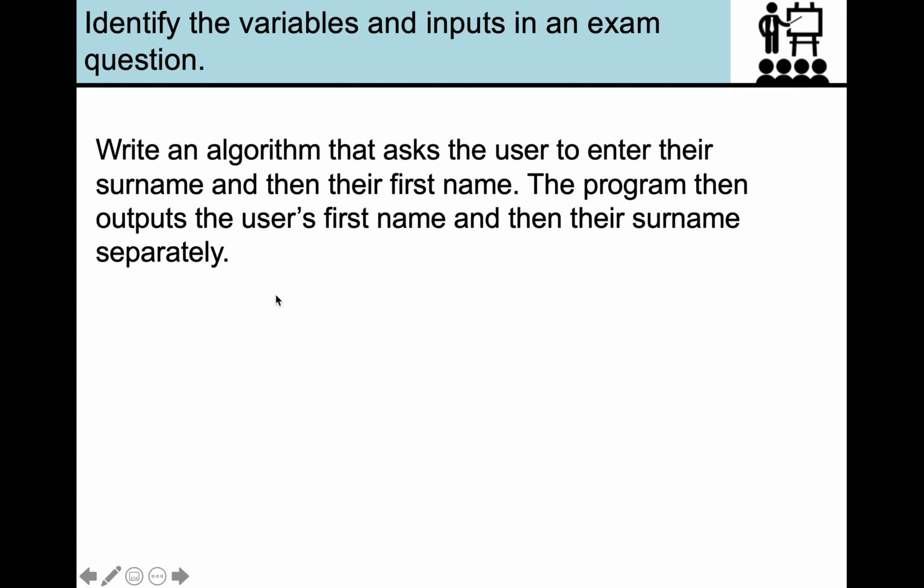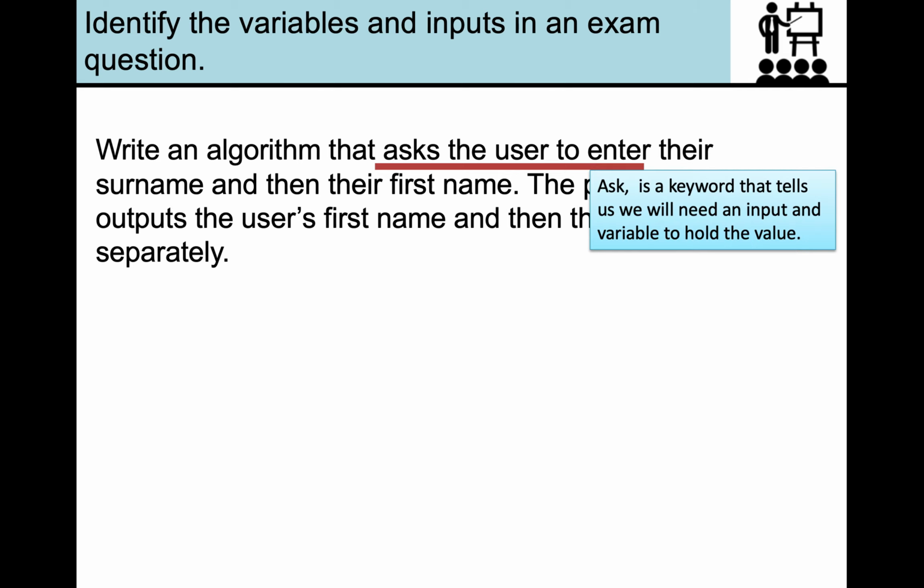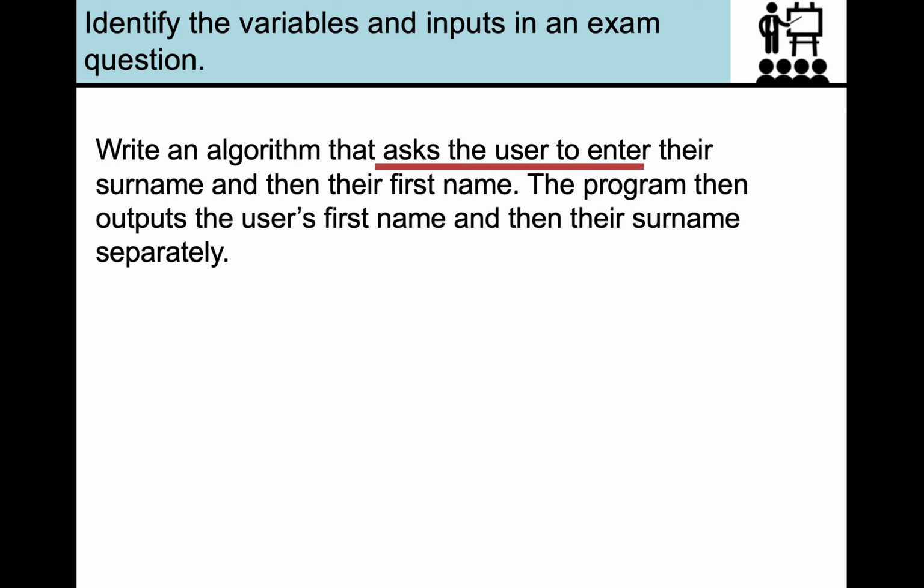So we need to write an algorithm that asks the user to enter their surname and then their first name. The program then outputs the user's first name and then their surname separately. Well, the first key phrase we've got there is "ask the user to enter". Ask is a keyword that tells us we will need an input and variable to hold the value. So if we're asking the user for something, the user is going to enter or input something. And if the user is going to input or enter a value, we need somewhere to store that value.